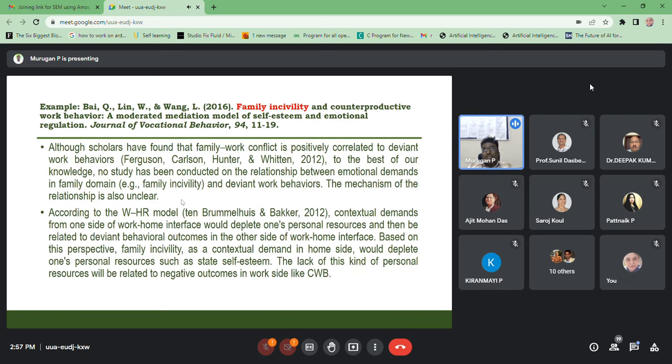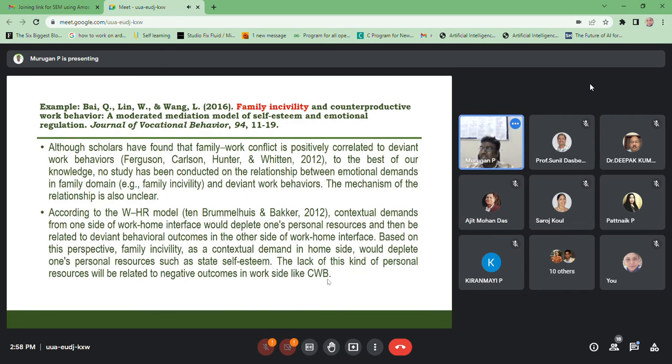According to the work-home resources model, contextual demands from one side of the work-home interface would deplete one's personal resources and then be related to deviant behavioral outcomes on the other side of the work-home interface. Based on this perspective, family incivility as a contextual demand on the home side would deplete one's personal resources such as state self-esteem. The lack of this kind of personal resource will be related to negative outcomes on the work side, like counterproductive work behavior. Now, able to understand the way in which they are narrating their claims, arguments, or stories under the hypothesis specification section in order to specify their mediation hypothesis?